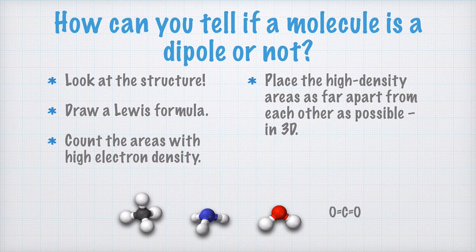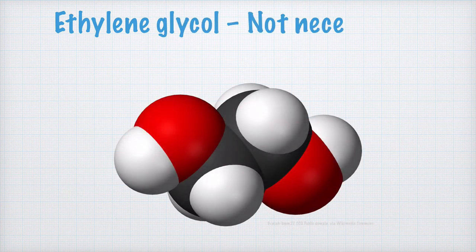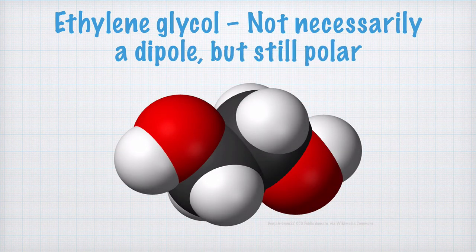A molecule that is a dipole is always polar. But there are actually molecules that aren't dipoles but still are polar. Let me explain by showing you a molecule that's called ethylene glycol. It isn't necessarily a dipole, but it still is polar.